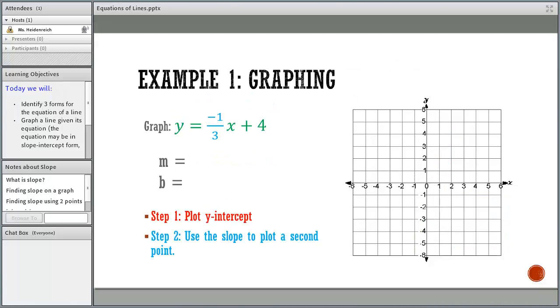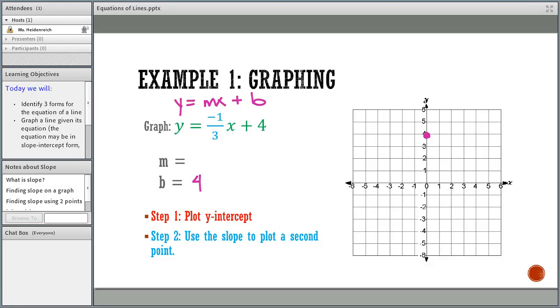So let's do our first example. This one I would like you to write in that first column under slope-intercept form. I have given you an equation that is in slope-intercept form, and our job is to graph that line. So the first step is going to be to plot the y-intercept, which is the b value. Our b value for this equation is 4, because remember that slope-intercept form is of the form y equals mx plus b. So we're going to plot that y-intercept on the y-axis at 4.